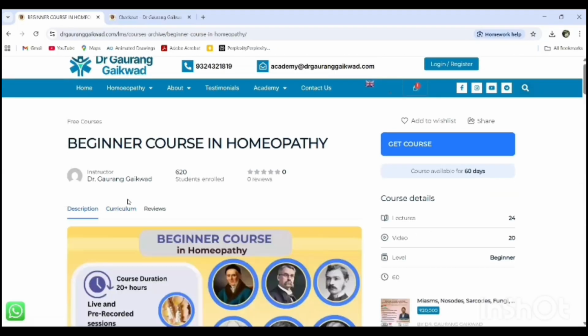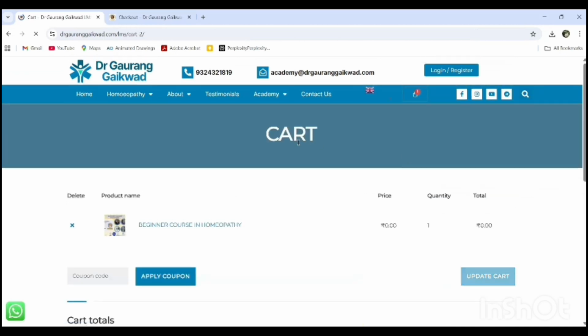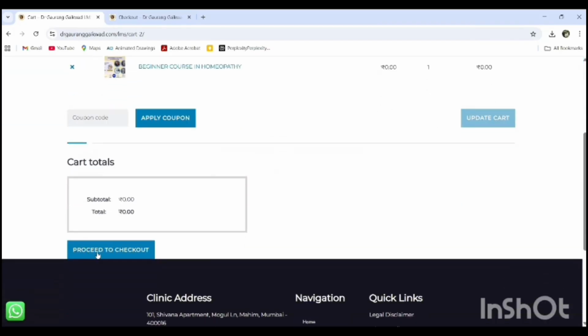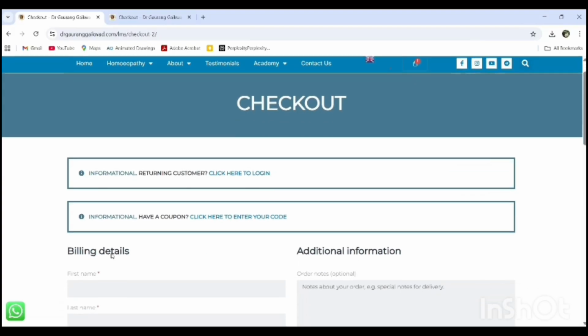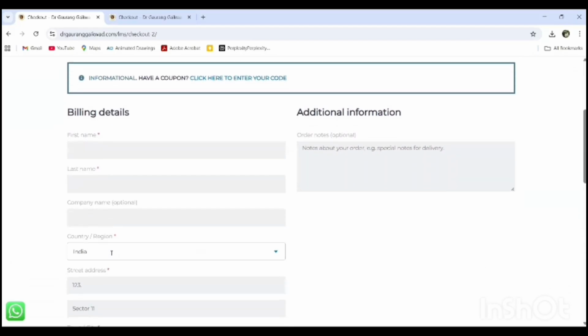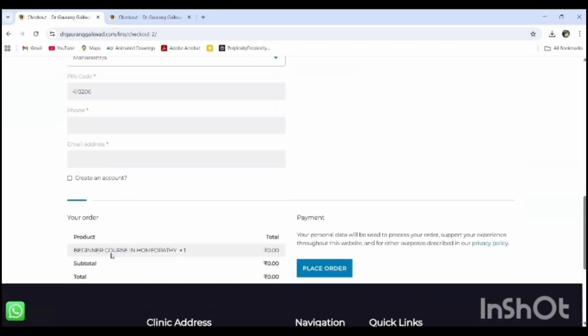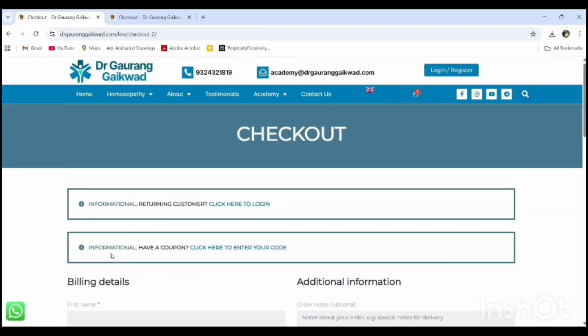Now when you want to get access to the course, you have to first click on the Get Course option here in blue on the right side. On clicking that option, you will be directed to the cart. In the cart, you have to go down and click on Proceed to Checkout. Once you do that, you will be directed to the checkout page. Here, you'll have a lot of billing details that have to be filled in order to create an account if you don't already have one. If you already have an account, you'll have to click here to log in.